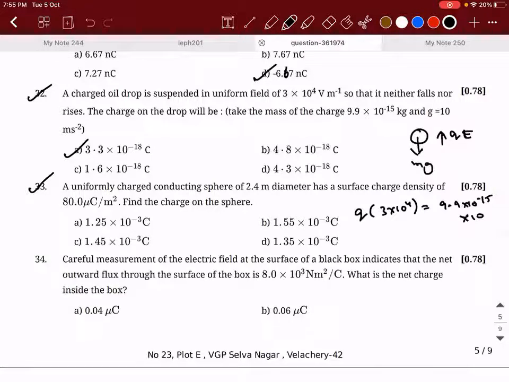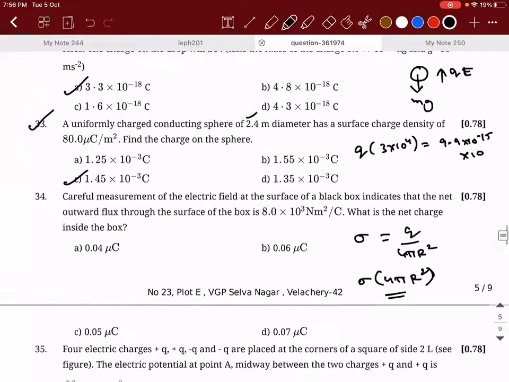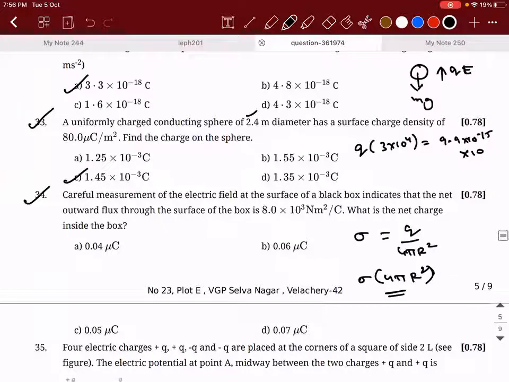33rd. A uniformly charged conducting sphere of radius 2.4 meter diameter has a surface charge density of 80 microcoulomb per meter square. Find the charge on the sphere. It's very simple. They have given you sigma. So sigma is equal to Q divided by 4 pi r square. It's a spherical shell, so Q is equal to sigma into 4 pi into r square. Multiply it and you will get the answer. R is 1.2. What is the answer, guys? Sir, I think it's C. 1.45 into. Correct.